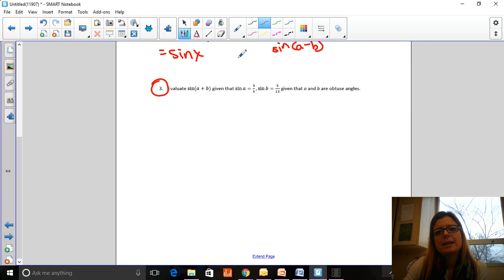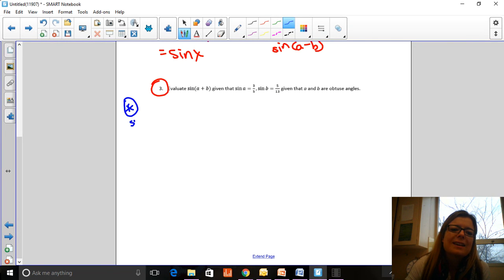I want you to pay attention to this example because this type of example will come up in your homework and again on your test, I believe. So we want to evaluate sine of A plus B, given that sine A is 3 over 5 and sine B is 5 over 13, given that A and B are both obtuse angles. You might have to add this to your note. I'm not sure if I gave that to you as part of the question, so if you don't have that, make sure you copy it down. So make a little note to yourself.